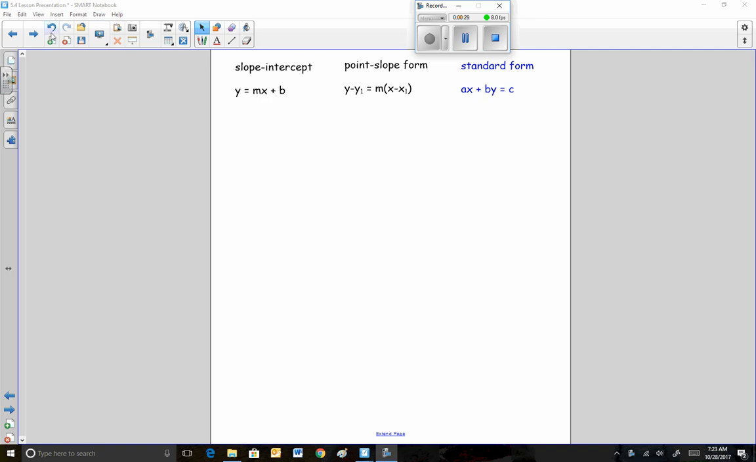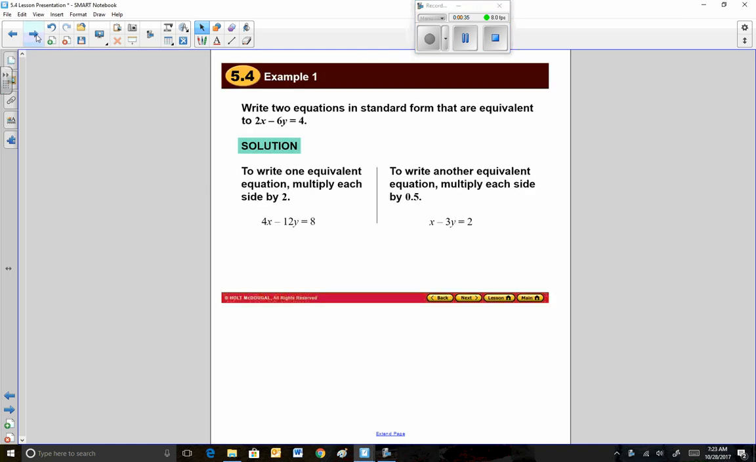Now, let's take a look at a type of question that you might have to answer in standard form. Write two equations in standard form that are equivalent to this equation. And it's actually pretty simple to do. If you want equivalent fractions, if you multiply every single one of these numbers by a particular number, for example, multiply each side by a 2, it'll change the look of the equation, but it's the exact same equation.